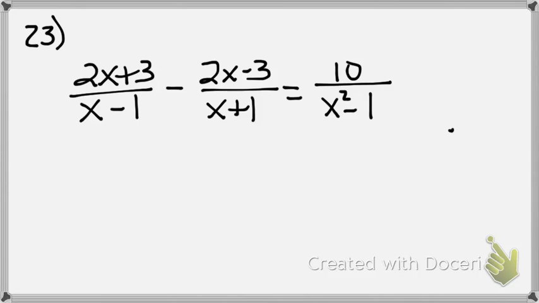Okay, here's number 23. And here again, I don't just have a rational expression on each side, so I can't just cross multiply. So I'll look for a common denominator. Okay, hopefully you remember difference of squares factors to x plus 1 times x minus 1. And that is the factors on the other side. So I'm going to multiply both sides of my equation by x plus 1 times x minus 1.